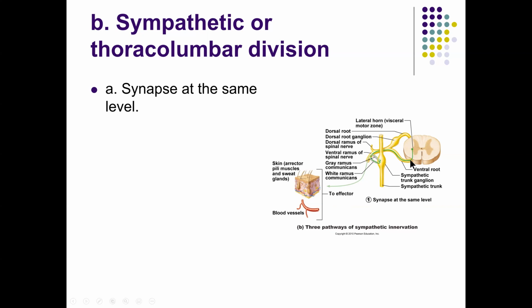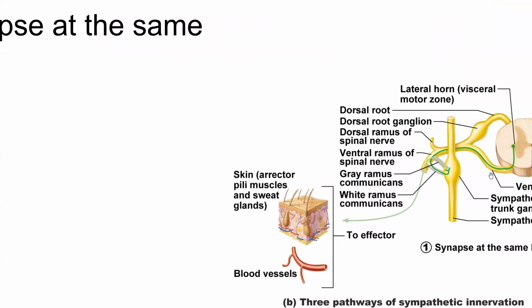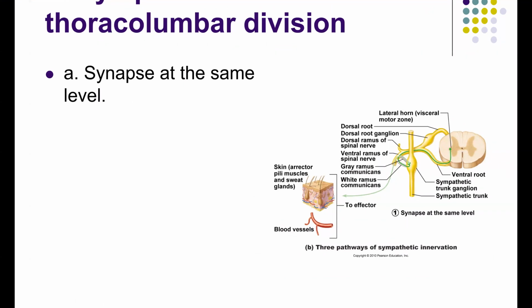Okay, you're coming out through our ventral root into our mixed spinal nerve, and then we're into our sympathetic trunk right here, and we're going to have our synapse right here. So we've come out, and here is our preganglionic fiber, a sympathetic fiber, a short preganglionic fiber coming out and synapsing in the sympathetic trunk on the same level where it comes out. So if it came out at T1 or T2, T3, it would synapse at that same level.